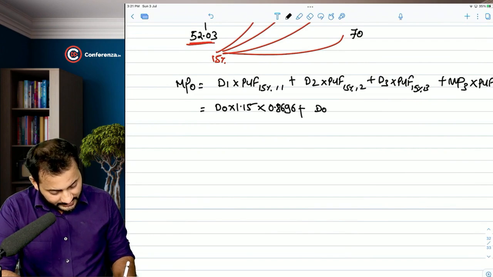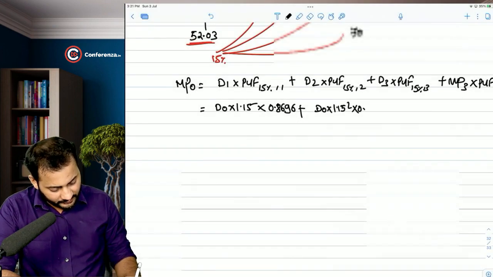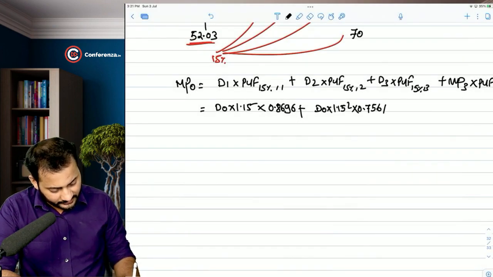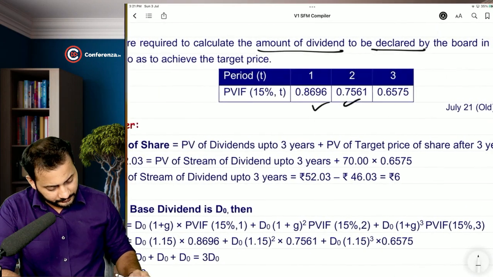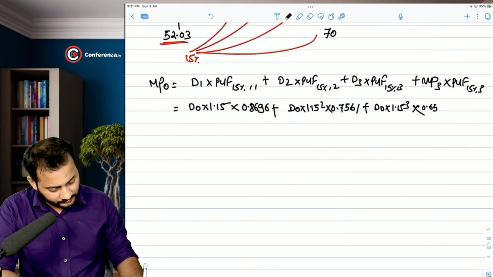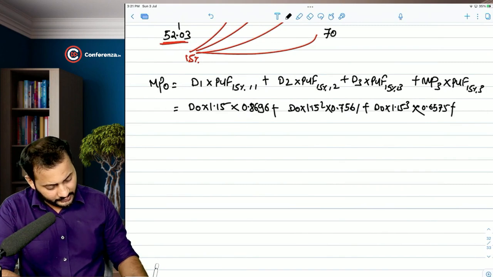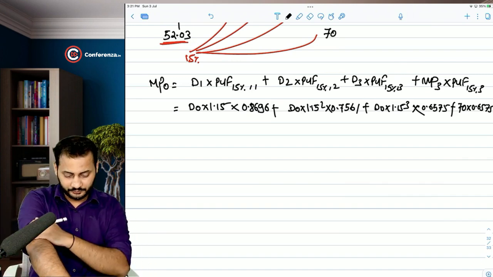Then D0 into 1.15 square into 0.7561, plus D0 into 1.15 cube into 0.6575, plus MP3, 70, into 0.6575. Now I will show you the magic.